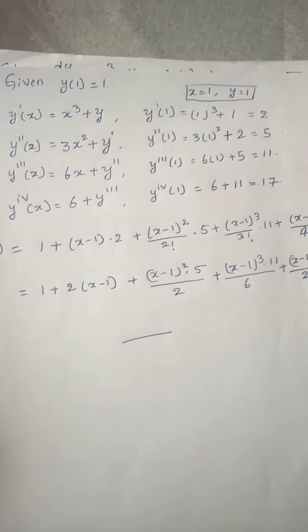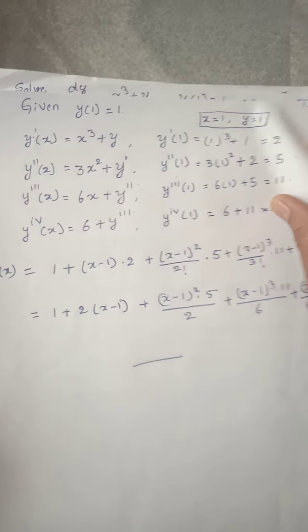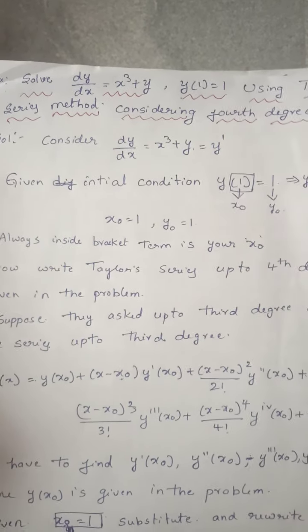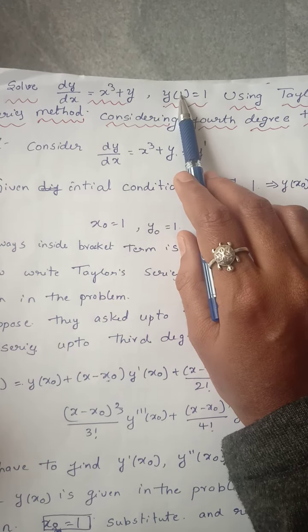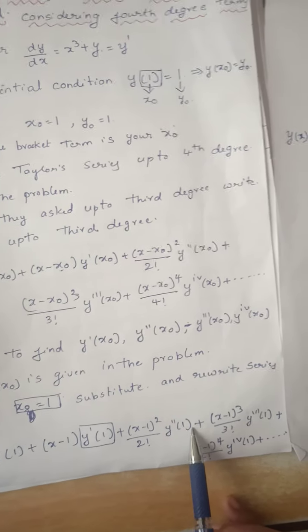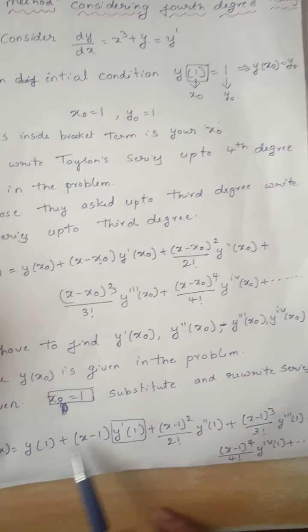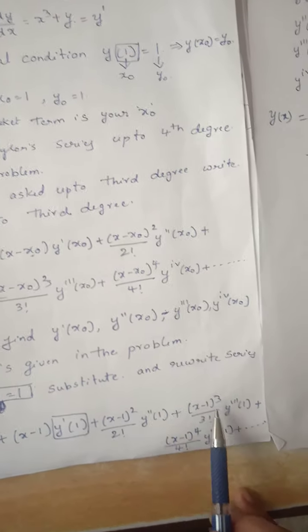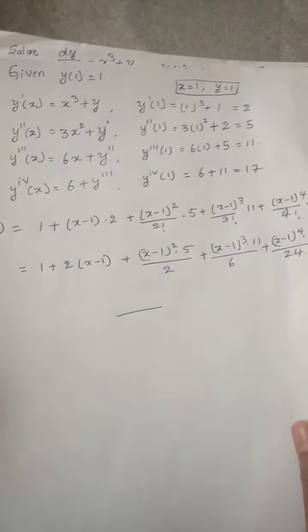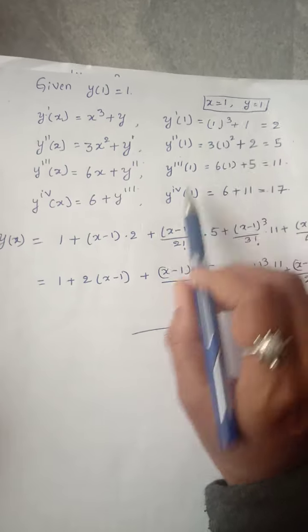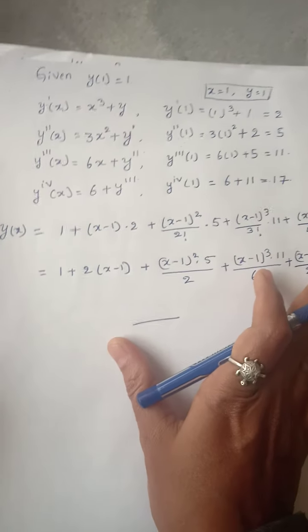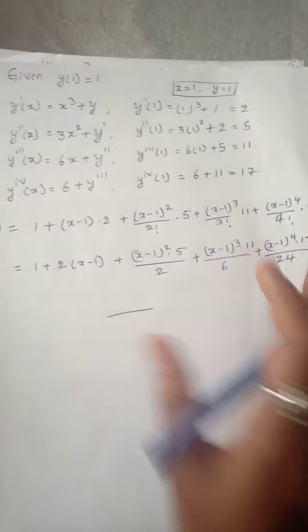So first write the series, and then take the given initial condition. Depending on the initial condition, the inside bracket term is x naught and this is your y naught. Substitute here, and just find y dash, y double dash; y dash no need to find, you have to find only y double dash onwards. So do the differentiation correctly and substitute the values as x as 1 and y as 1. Just substitute in the series. So that is your answer.